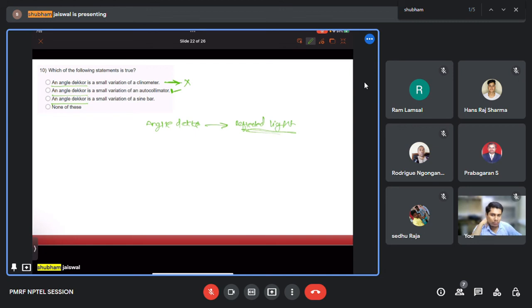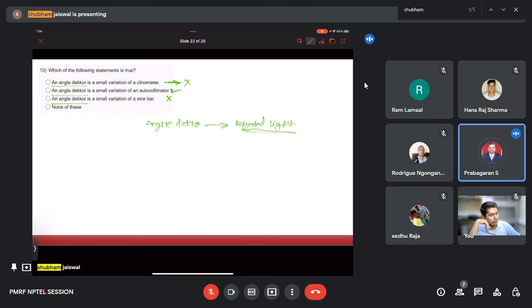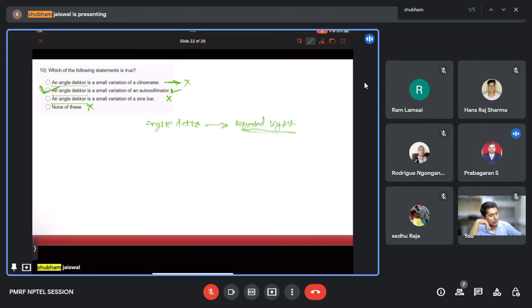If you come to the third answer, an angle decker is a small variation of a sine bar. No. Angle decker works on the principle of reflected light, so how does the sine bar? It can't be the answer. So the correct answer will be the angle decker is a small variation of autocollimator. So we have discussed some similar questions to that of your week 4 content.